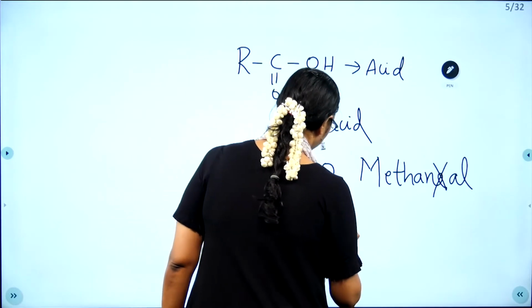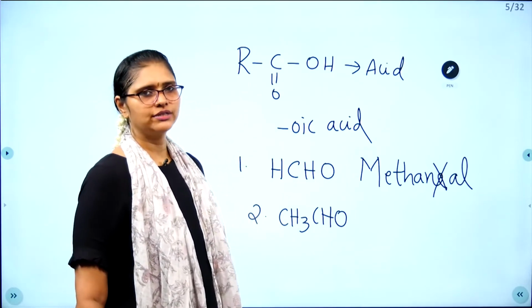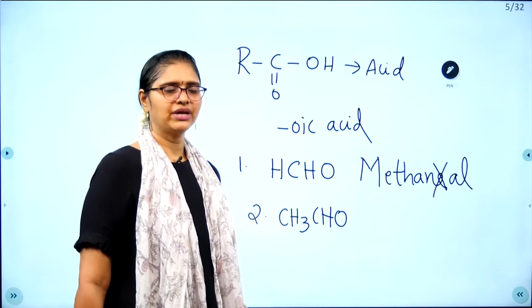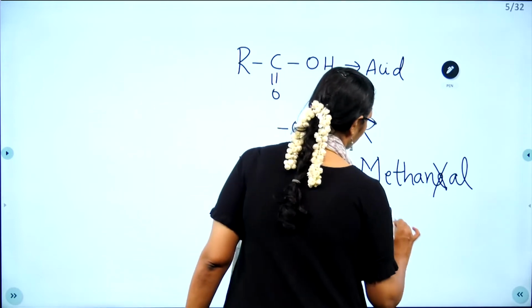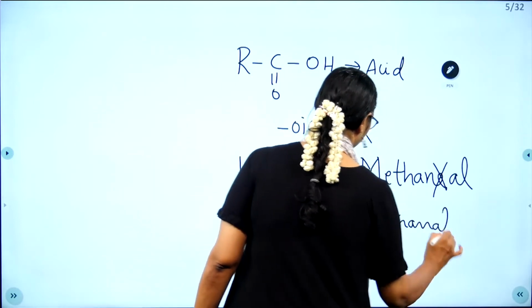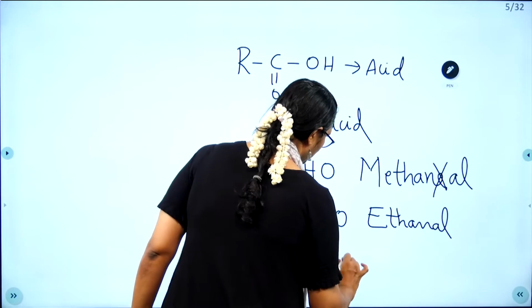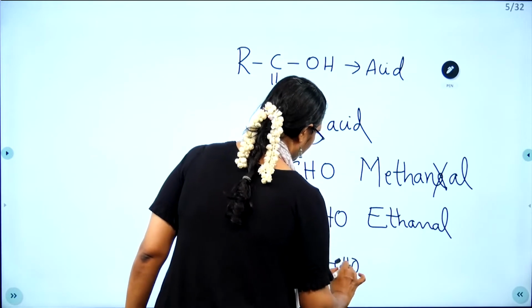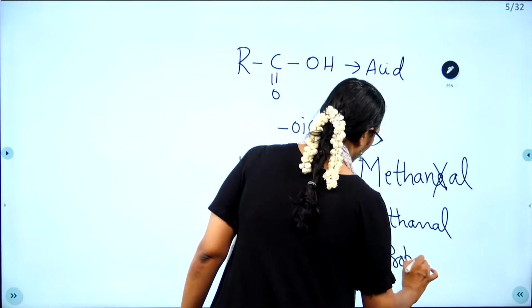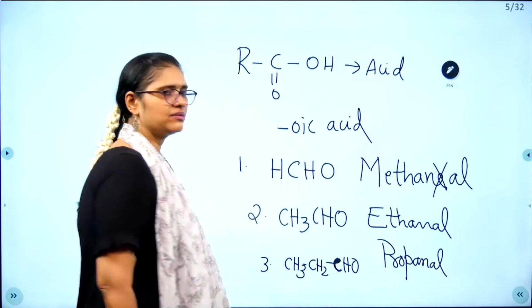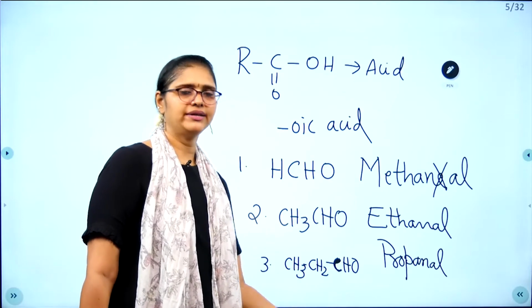CH3CHO. How many carbon atoms are there? 2. What is the root word? Ethane, right? Eth basically. Ethane, cut e, introduce al. So ethanal. CH3CH2CHO has 3 carbon atoms. The root word is prop and it is an aldehyde, so it is propanal.